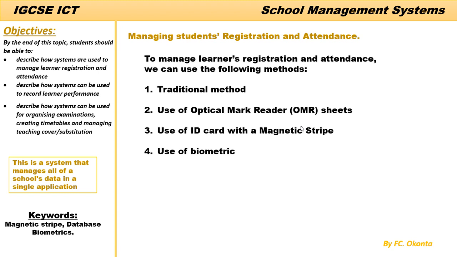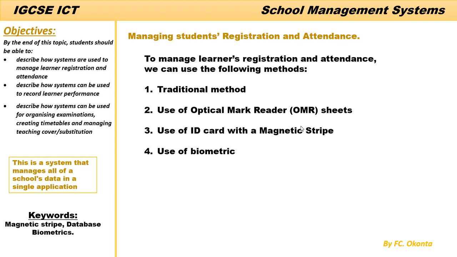The fourth one is the use of biometrics. Biometrics works the same way as the ID card. The only difference is that the biometric is more secure, because the biometric is more unique. The similarity is that you will still need to go to the biometric reader and place your biometric there, and the scanner will read it and also record the time and date. So these are methods of managing student registration and attendance.